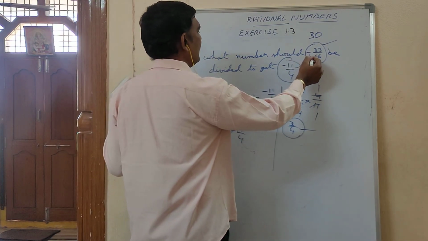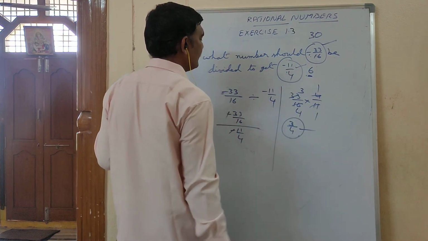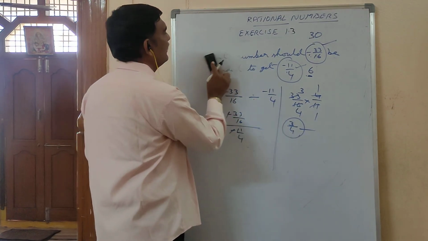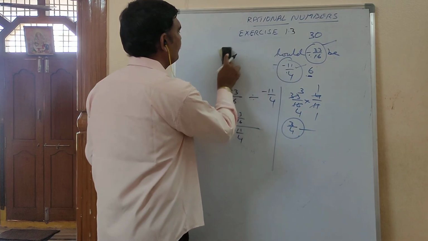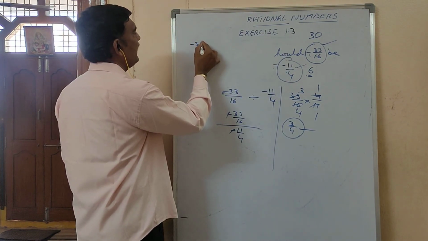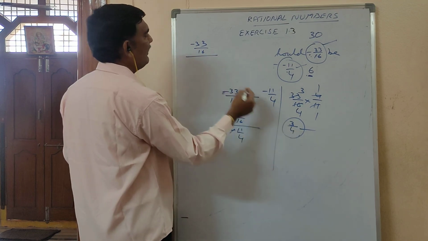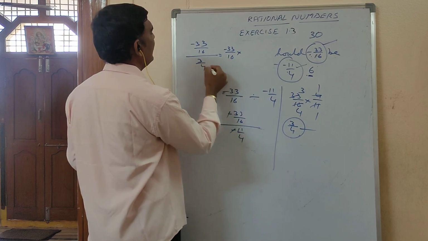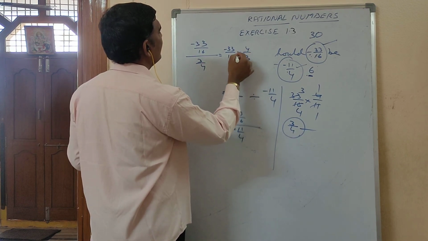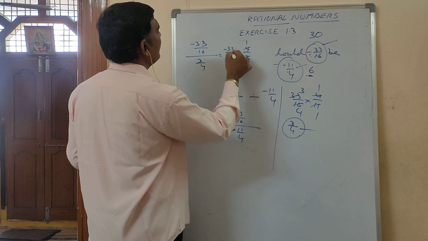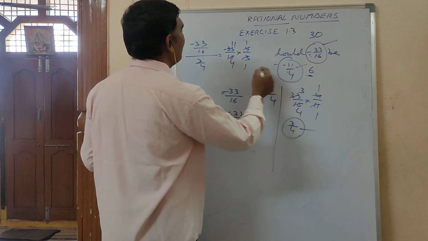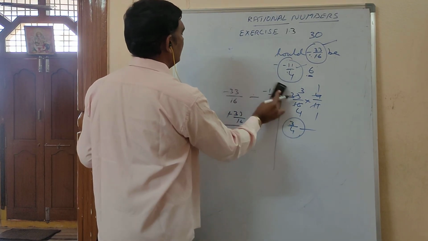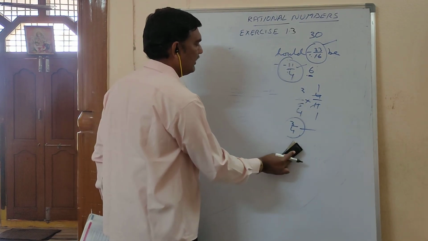If you want to check, divide with this one, and you have to get the answer as this one. What should you do for checking? Minus 33 by 16 divided by 3 by 4. What are you getting? Minus 33 by 16 same. Here it will be reversed, 4 by 3. 4 ones are 4, 4 fours are 16. 3 ones are 3, 3 elevens are 33. How much did you get here? Minus 11 by 4. So our problem is correct. So maximum 1-2 problems I left out.